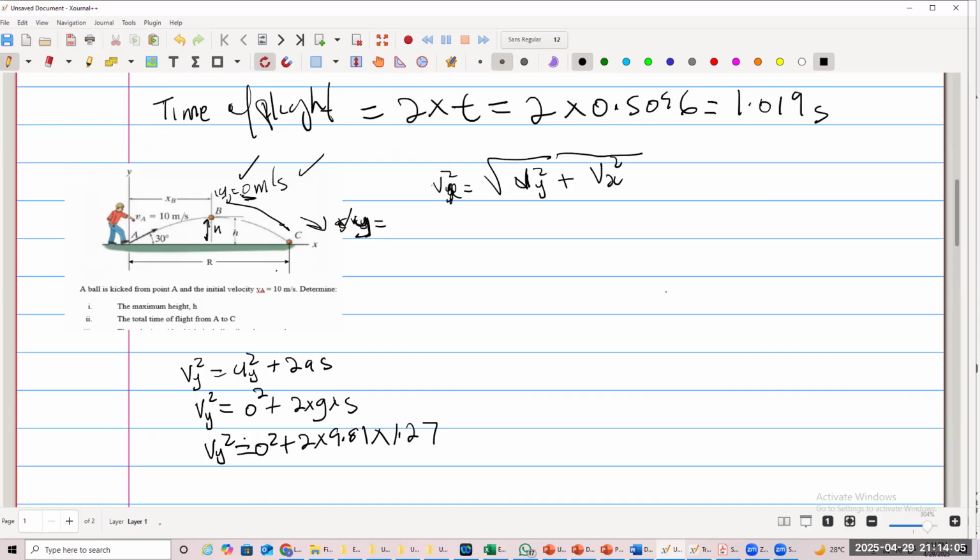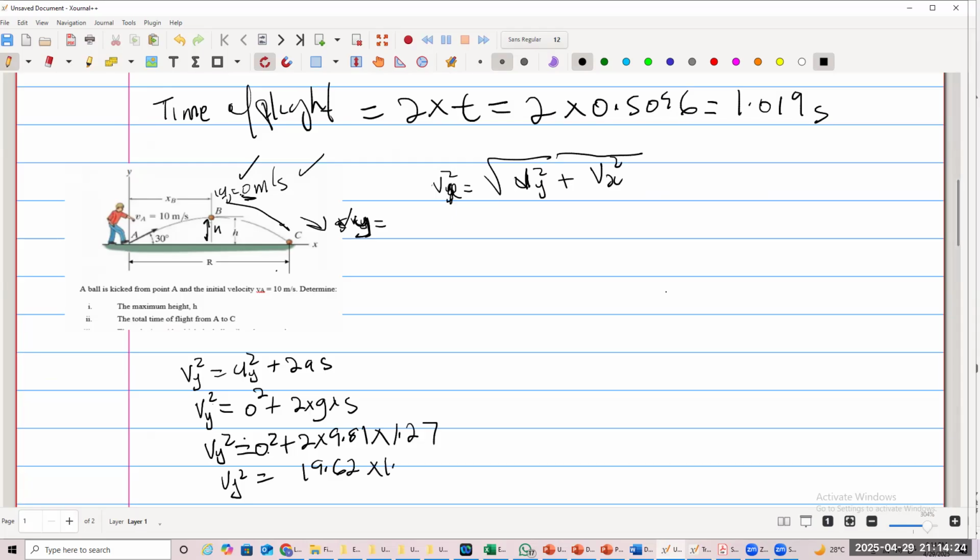Can anybody work it out quickly for me? Tell me what you get. So remember, it is square, the V square. Remember, so it's going to be Vy square equals, that's 0. This is 19 point... This is what?